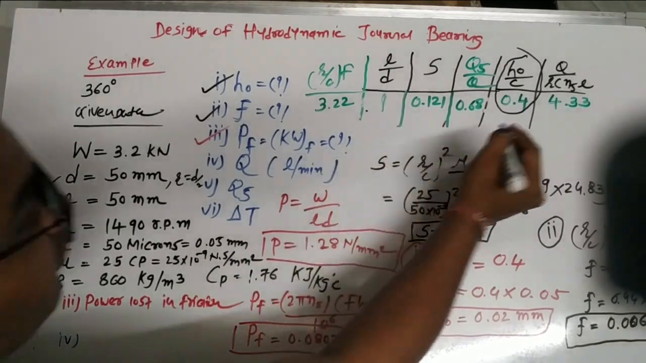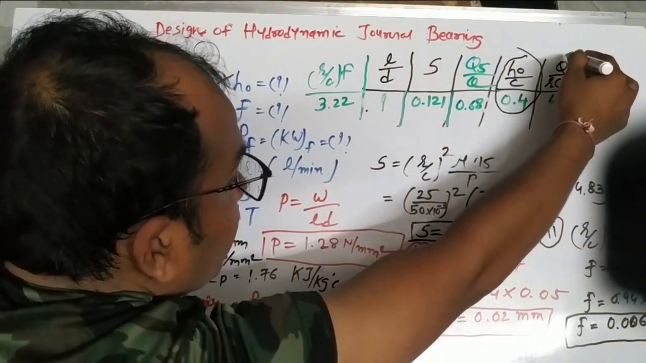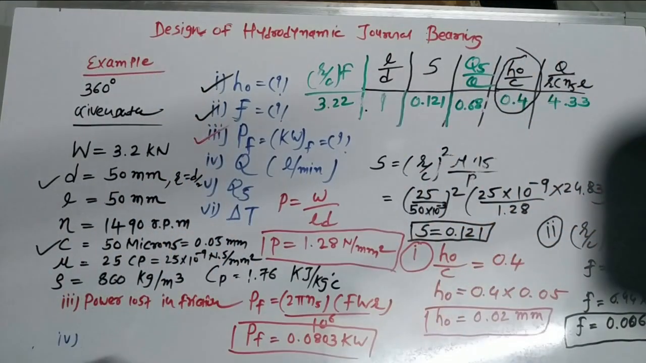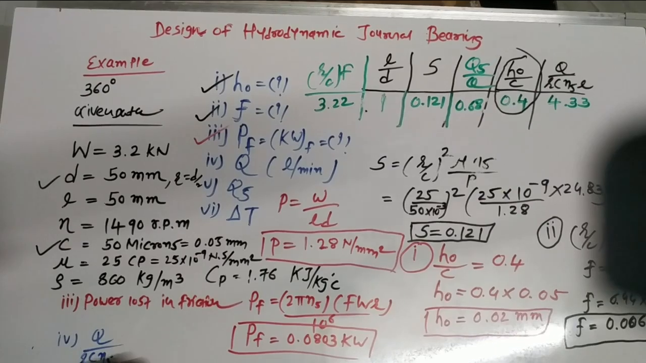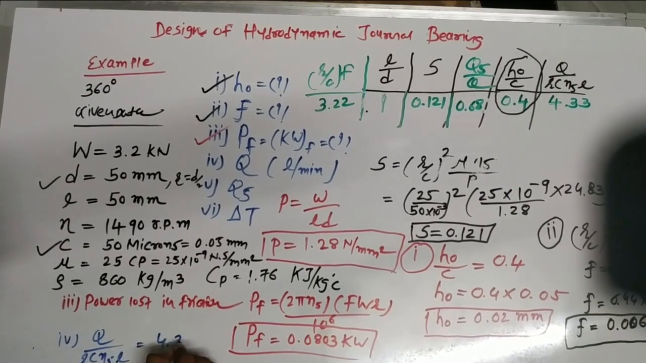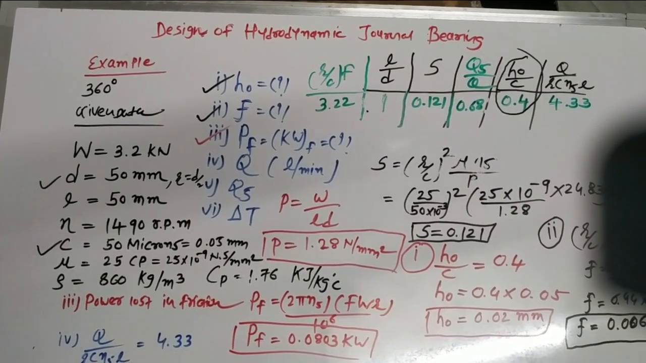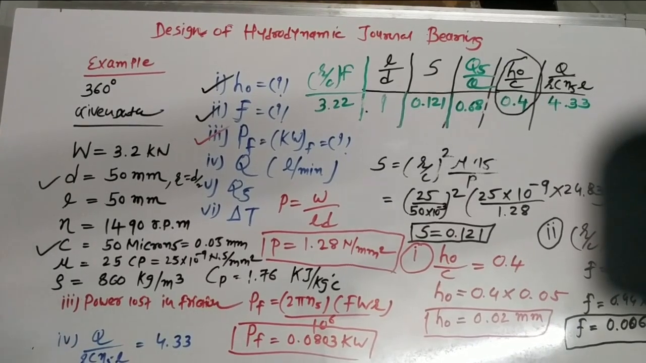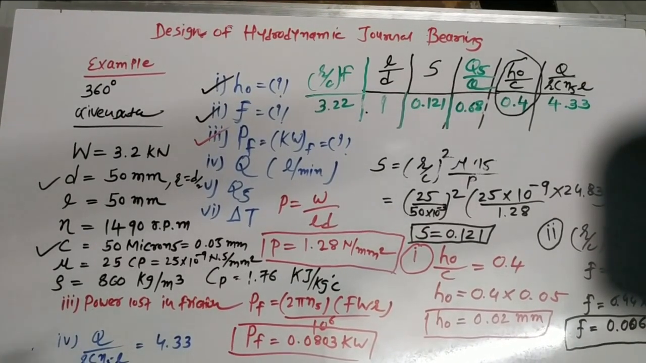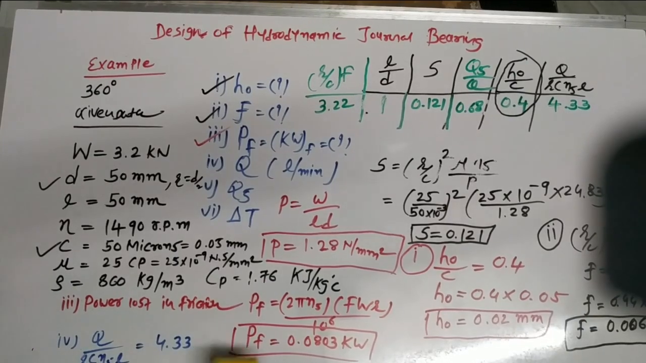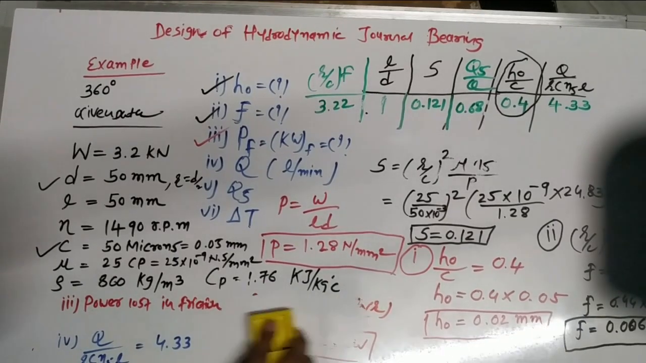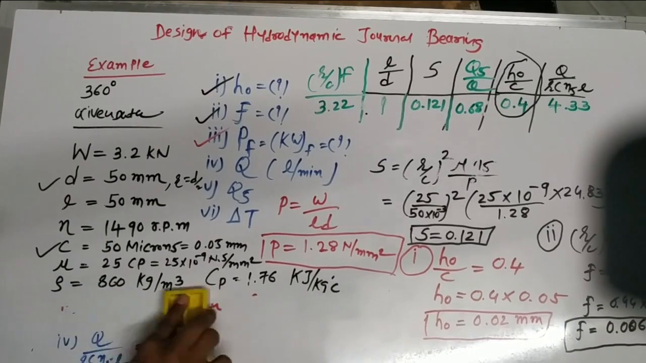Now let us see the given data. From the design data book we have this ratio, Q upon R C Ns L, which is equal to 4.33. If you can see here, that data is there. So let us see how to calculate it. Let me use the space to calculate it again.